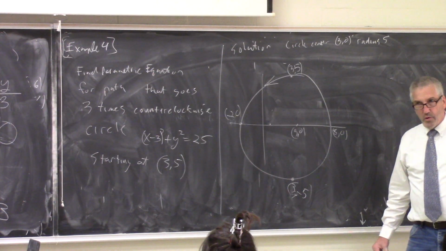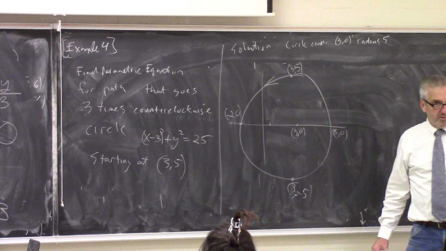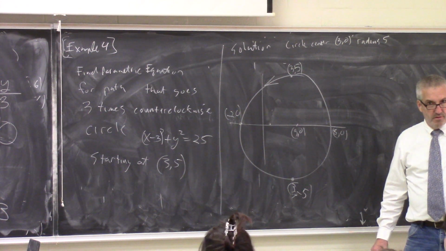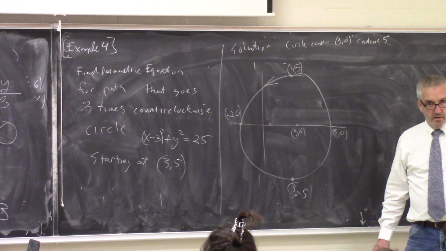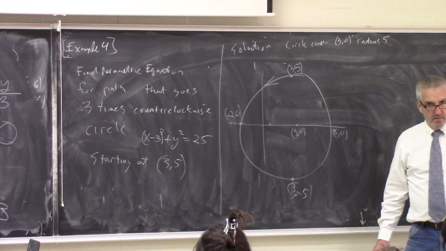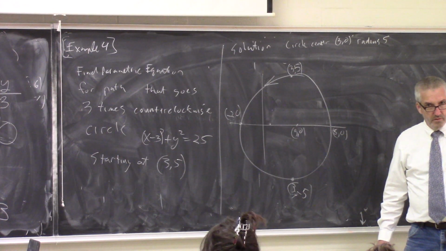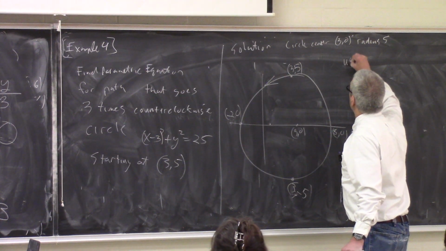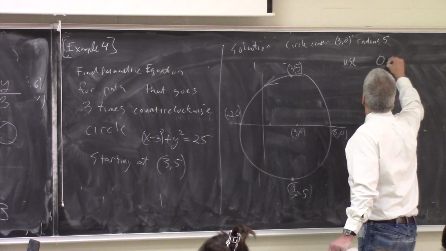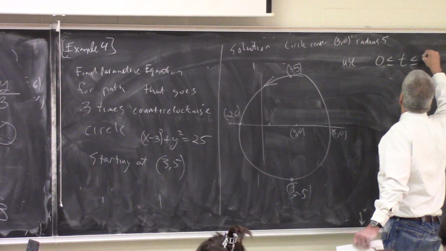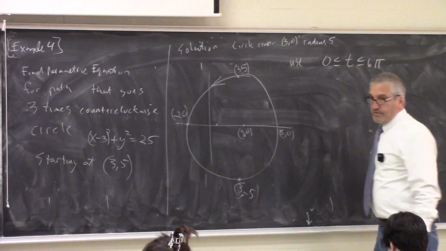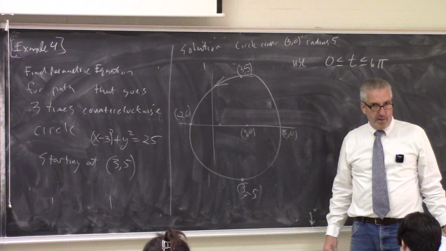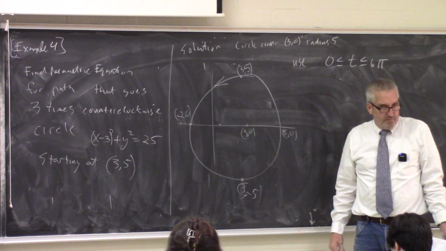What's the easiest way to accomplish the 3 times around business? Annika? Set the interval to t equals 0 to t equals 6 pi. Good. Yeah. That'll give us 3 times around. We could just go from 0 to 2 pi and somehow figure out how to make the thing go 3 times as fast. But I think it's easier to just make the interval work.